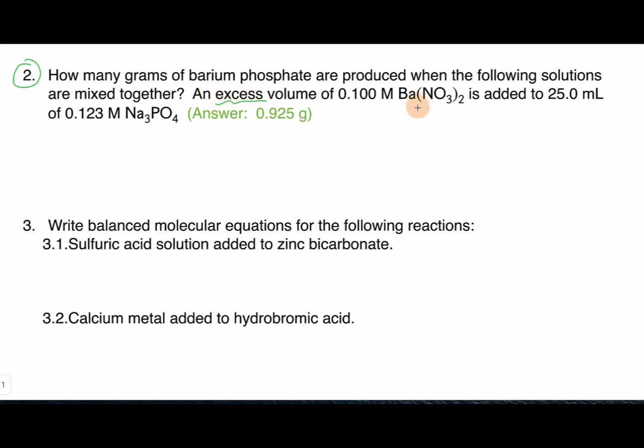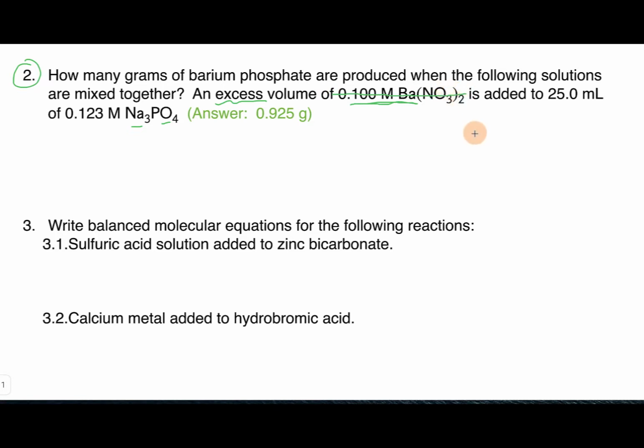So the barium nitrate and the sodium phosphate are the two reactants. It's telling you in the problem that you're putting in an excess amount of the barium nitrate. So even though the concentration is given here, that really doesn't matter.